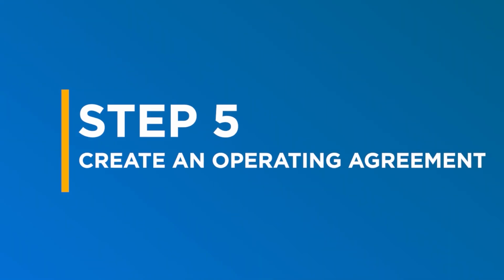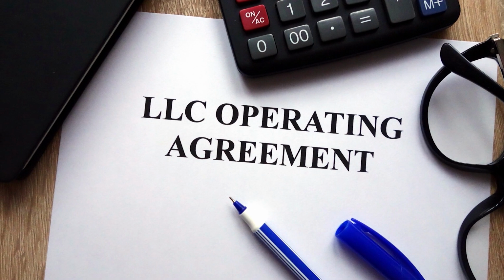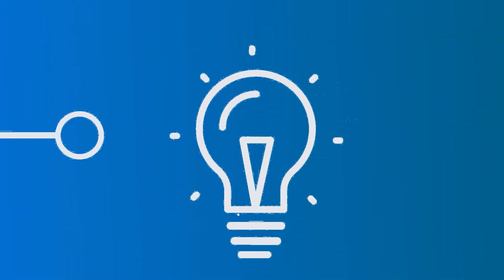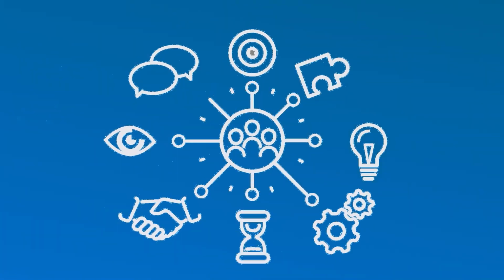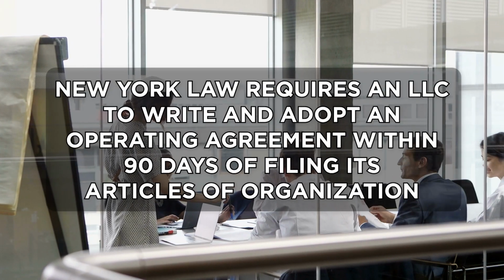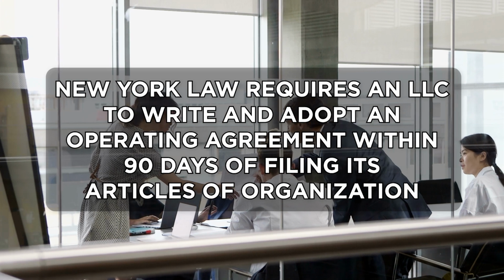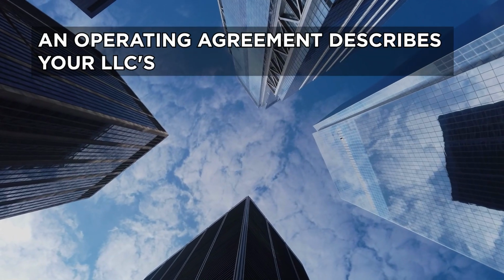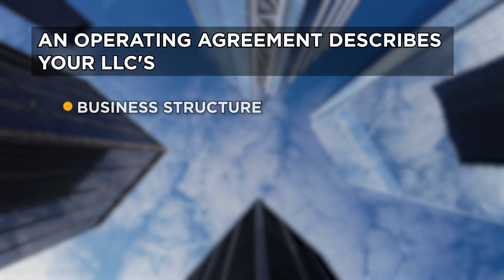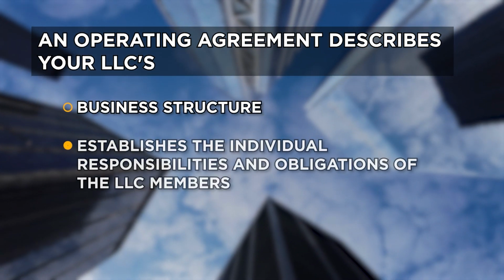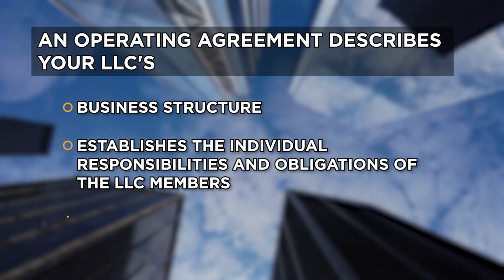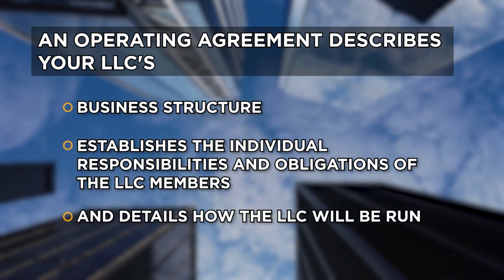Step 5. Create an operating agreement. Next, and required, is to create an operating agreement. An operating agreement clarifies the specific duties of its members, which may help your LLC avoid significant legal and operational difficulties. New York law requires an LLC to write and adopt an operating agreement within 90 days of filing its Articles of Organization. An operating agreement describes the LLC's business structure, establishes the individual responsibilities and obligations of the LLC members, and details how the LLC will be run.